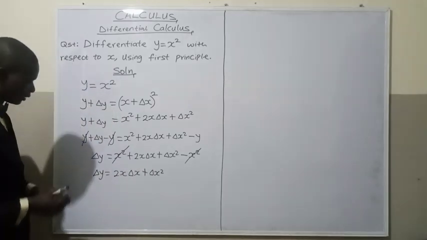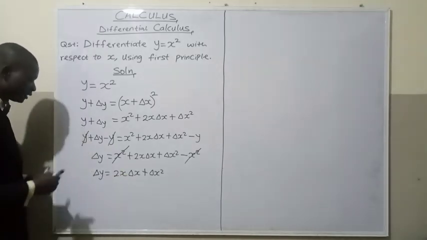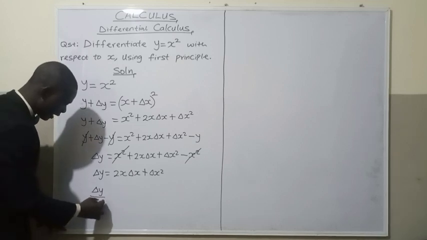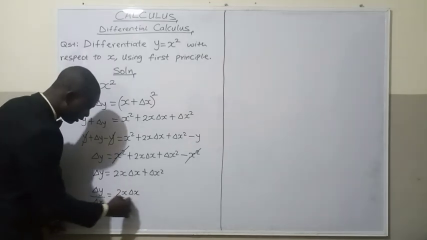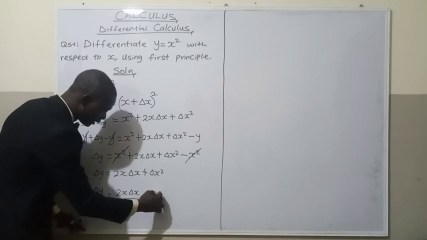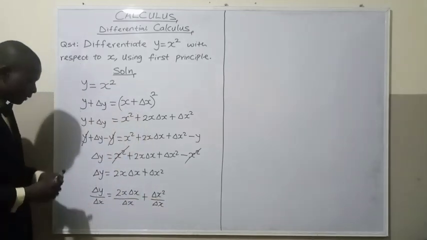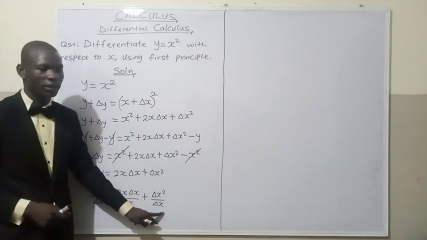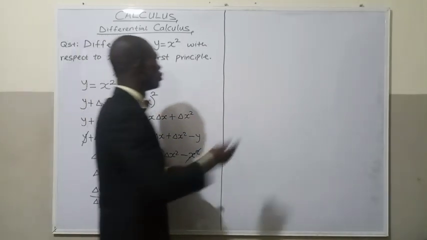Now when we get to this part, the next thing we need to do is to divide both sides of the expression by delta x. So that becomes delta y divided by delta x equals 2x delta x also divided by delta x, plus delta x squared divided by delta x. So we divide the left hand side by delta x, and moving on to the right hand side, we also divide each term of the right hand side by delta x. So we'll proceed to the other side of the board for the simplification.